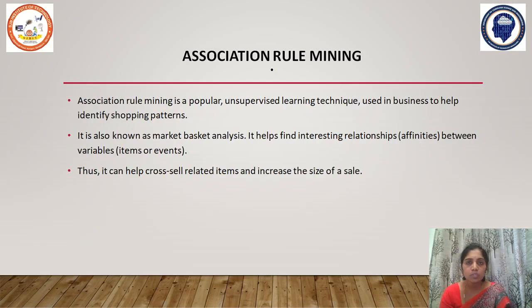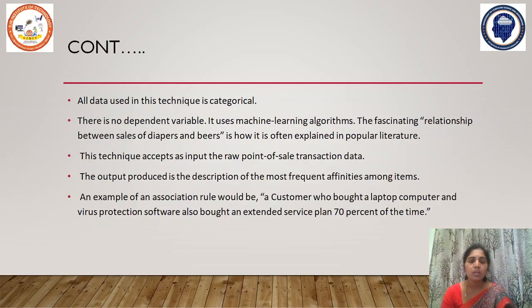Association rule mining is a popular unsupervised learning technique which is used in business to help identify shopping patterns. It is also known as market basket analysis. It helps find interesting relationships, affinities between the variables. Thus, it can help in cross-selling related items and increasing the size of the sale. All data used in this technique is categorical, and there are no dependent variables, but it uses machine learning algorithms.